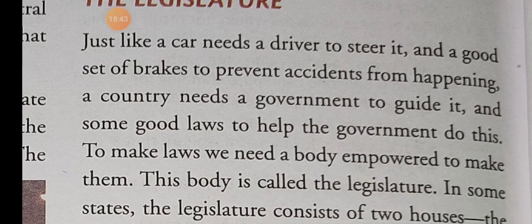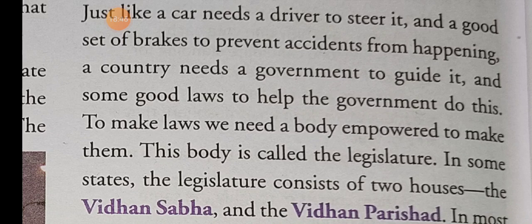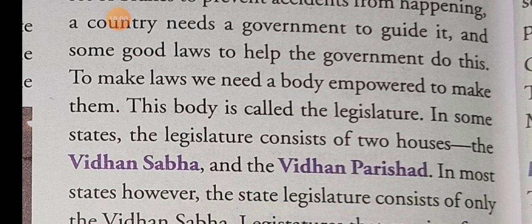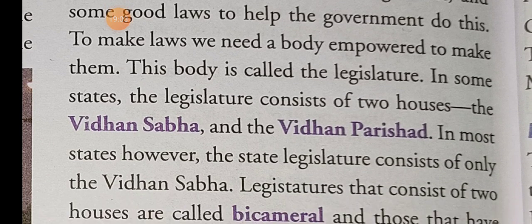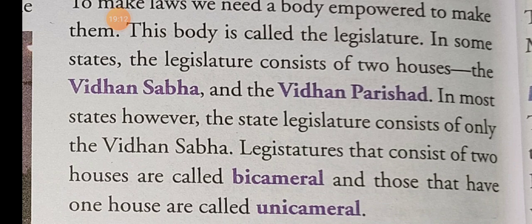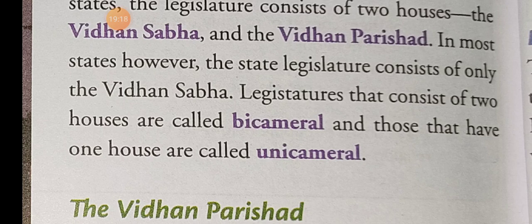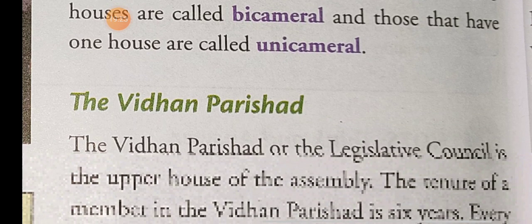And here the legislature is the government body that makes the law according to the requirement of the welfare of the people. This body makes the law for the state. And the legislature consists of 2 houses, Vidhan Sabha and the Vidhan Parishad. A legislature that consists of 2 houses is called the bicameral legislature, and a legislature that consists of 1 house is called the unicameral legislature.